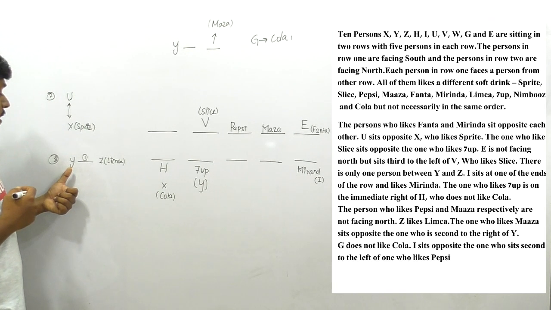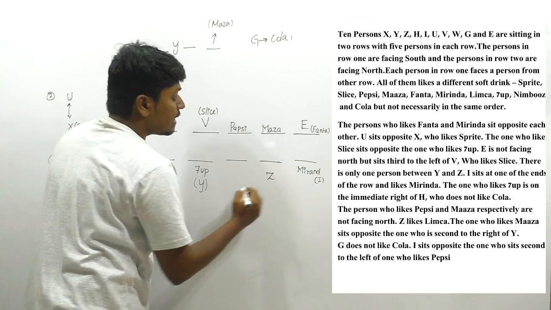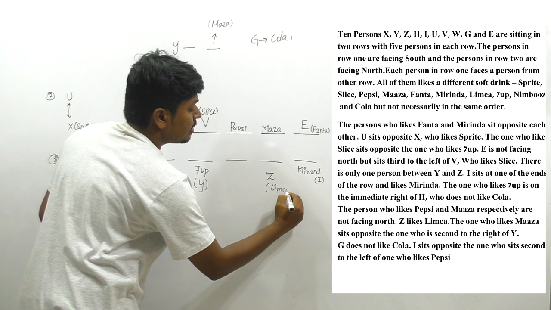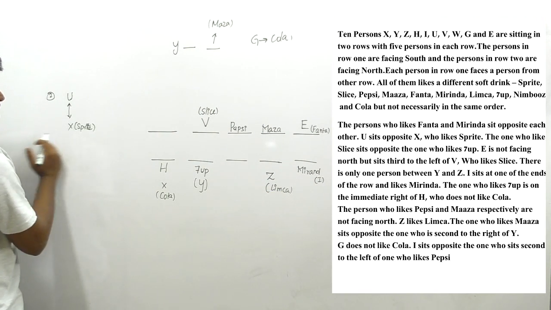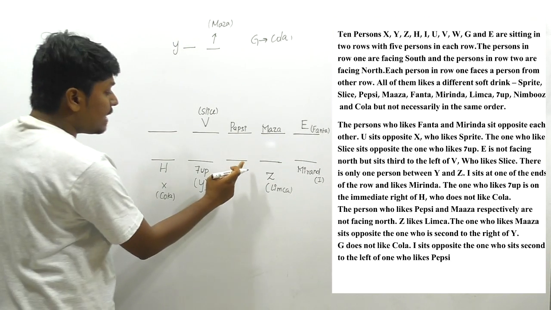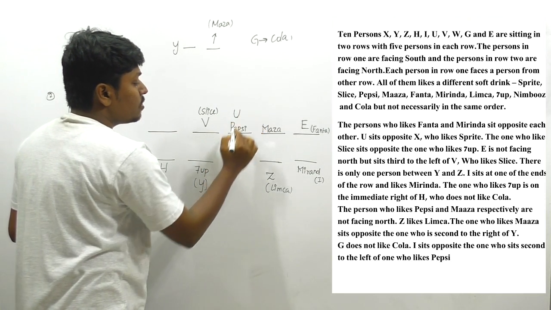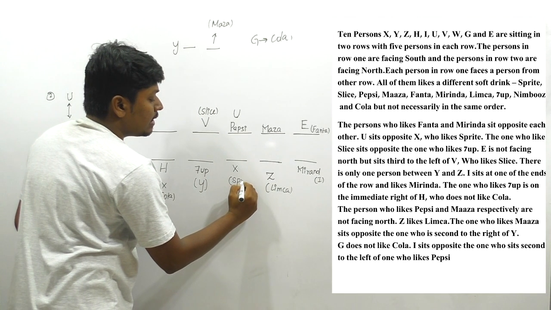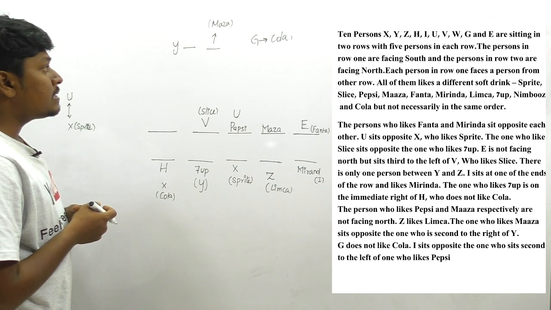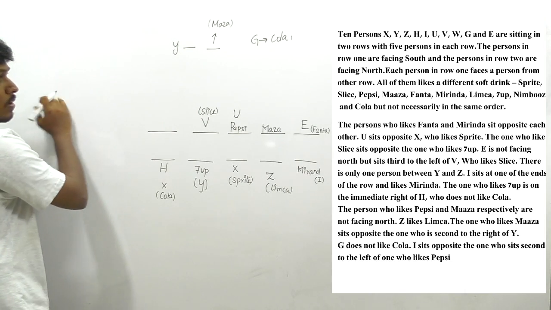And they have given another clue that between Y and Z there is a gap of one person, right? So between Y and Z there is a gap of one, and we know that Z likes Limca. So Z likes Limca, right? So let me rub this condition. And they have given another clue that U and X are opposite to each other. If I place U, we need to place X here, but X likes Sprite, so I can definitely say that U should be placed here and X should be placed here, and X likes Sprite. And we already know that the person G does not like cola, right? So we can rub this clue and we can rub this clue.